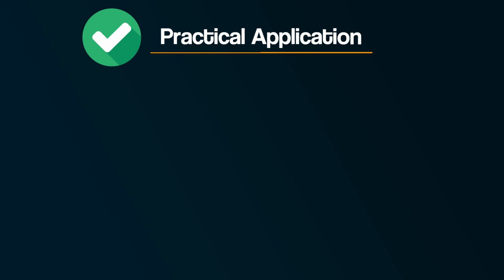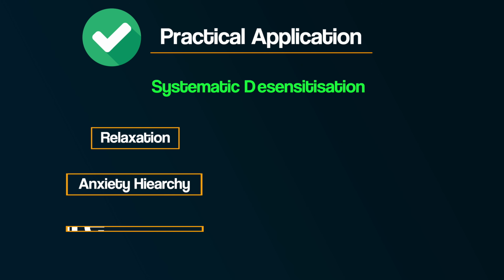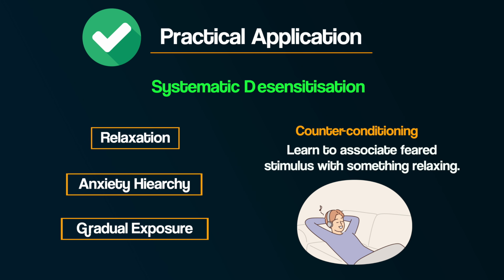One strength of the behavioural explanation of phobias is how it can be practically applied to treat phobias. Systematic desensitization is a treatment for phobias that involves relaxation training, creating an anxiety hierarchy and gradual exposure to the feared stimulus. Over time, this process helps replace the fear association with a relaxing one, reducing the phobia.